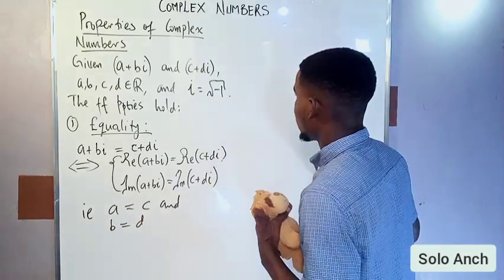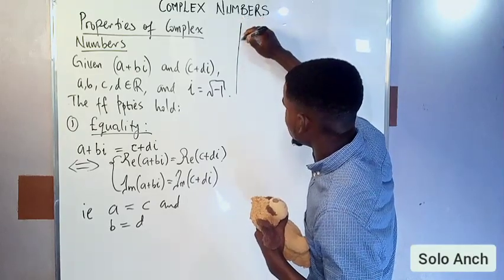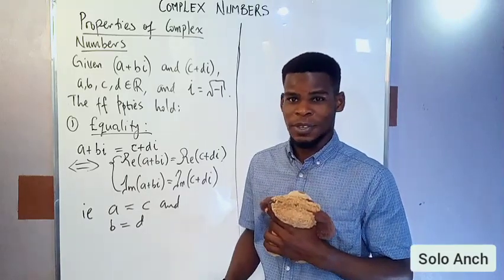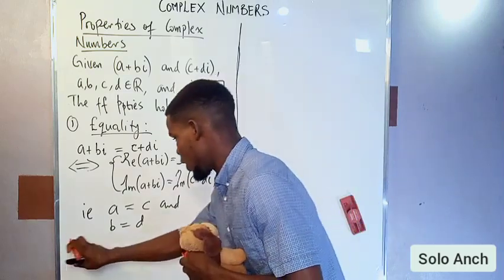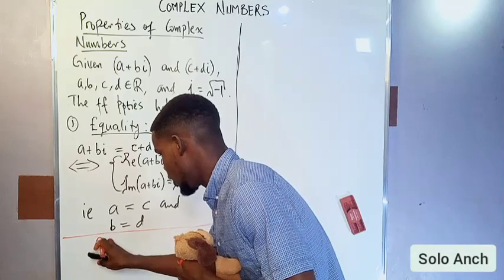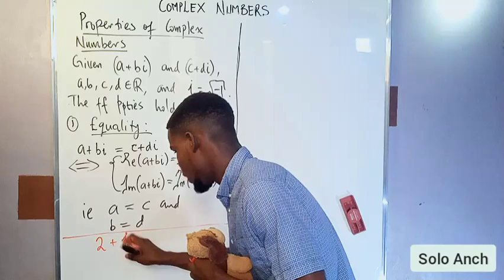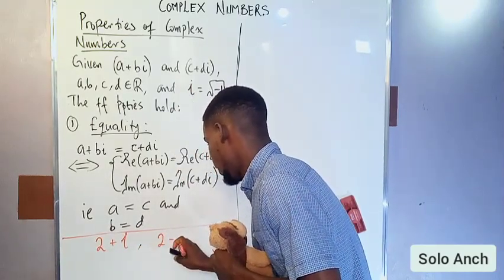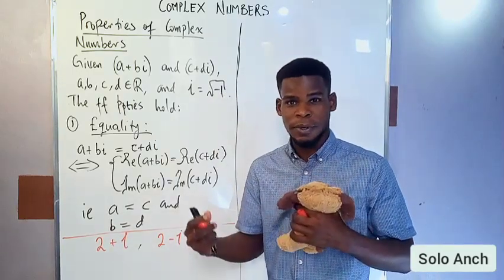Good. Okay, so let's look at the second one. Or maybe I should give an example. There is no point in an example because it's going to be kind of trivial. Okay, let's do a non-example. I think a non-example is better. So as a non-example, let's say we are given a complex number, 2 plus I, and we are given another complex number, 2 minus I. So the question now is, are these two complex numbers equal?